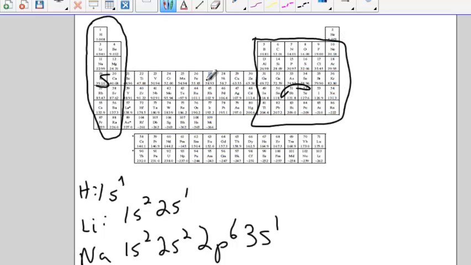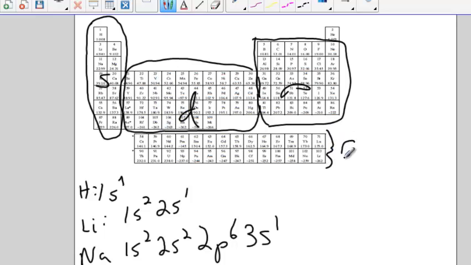Here in the middle, 1, 2, 3, 4, 5, 6, 7, 8, 9, 10. Which orbital has 10 electrons? The d. All of these orbital configurations will end with 1 electron in the d, 2 electrons in the d, 3, 4, 5. And down here, those are the f's.